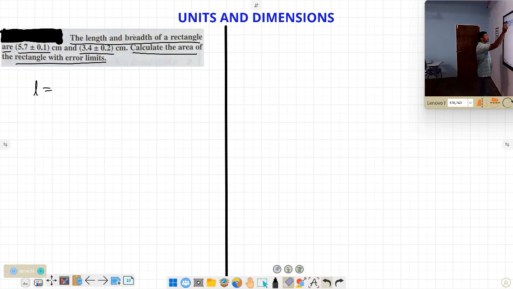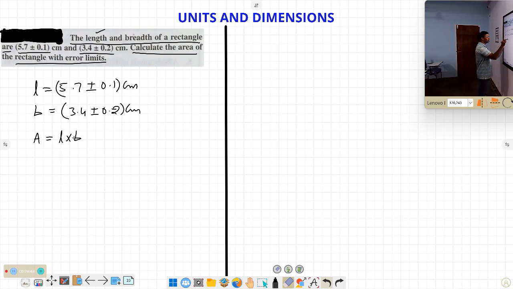The length is given. Length is equal to how much? 5.7 ± 0.1 centimeters. Next, the breadth is given. Breadth is equal to how much? That is 3.4 ± 0.2 centimeters. They're asking to calculate what? The area of the rectangle. What is the area formula? Area is equal to length into breadth, you know.